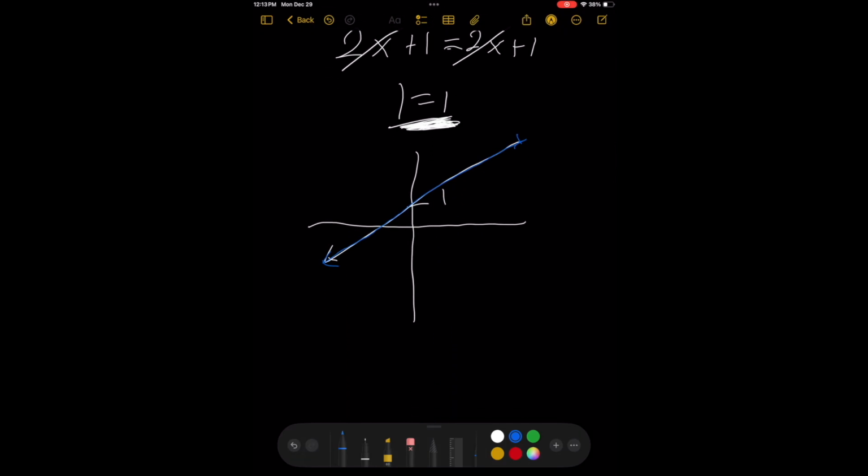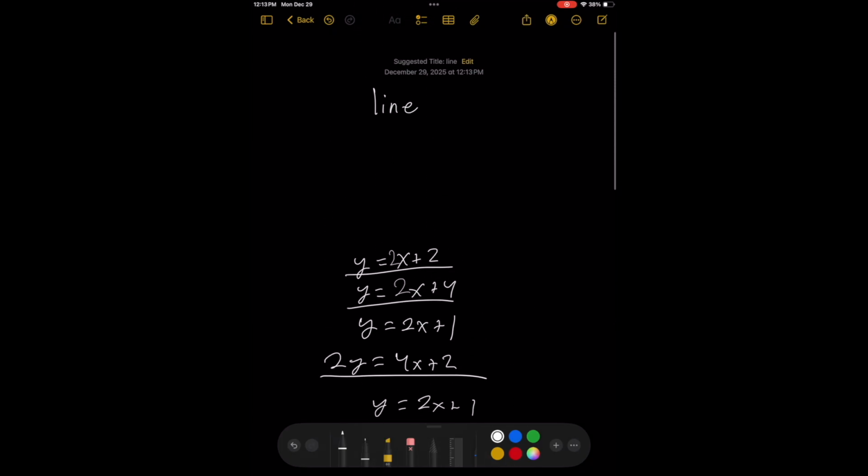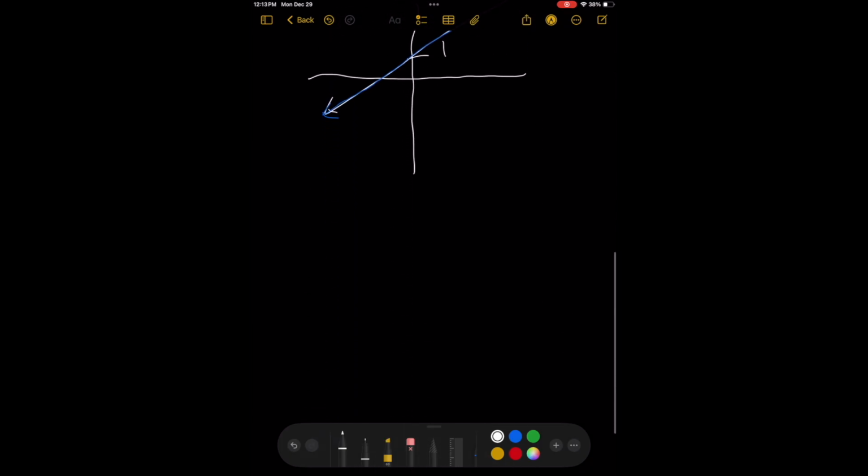That's the basic idea behind systems of equations, or at least single variable systems of equations. And you'll be given questions that will say where these lines intersect and stuff like that. But yeah.